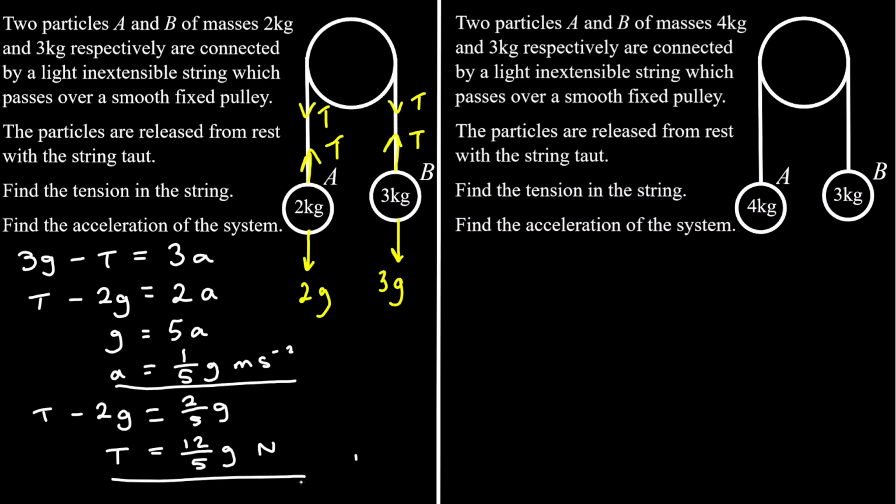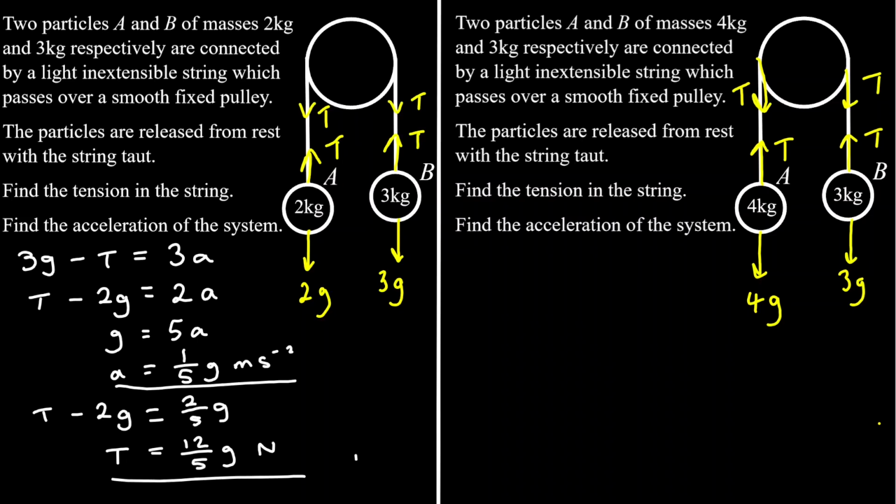One for you to try. See if you can give it a go. So firstly, draw the forces on. So the weight of A is 4G, and it's going to be resisted by a tension force. The weight of B is 3G, and it's going to be resisted by a tension force. And there's also going to be two tension forces acting down on the pulley.